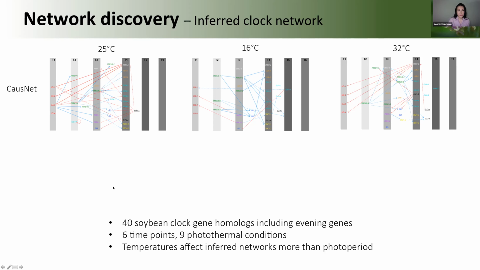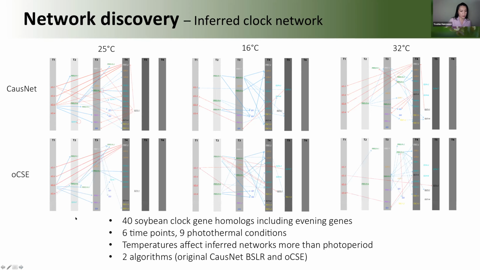In total, for this work, we used 40 clock gene homologs, including the set of genes we omitted in the previous work. So this is a more complete set of genes. We also incorporated slightly different algorithms in the COSNET package. COSNET has a modular structure, and we wanted to see how the different algorithms may behave. Overall, we saw similar structures, but somewhat different.